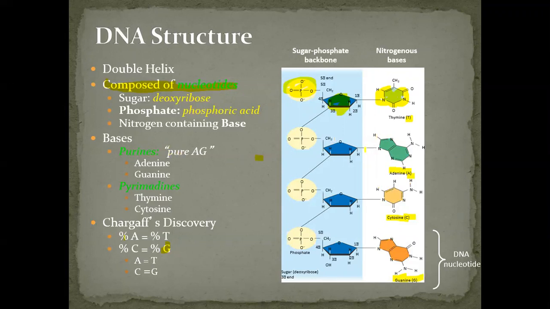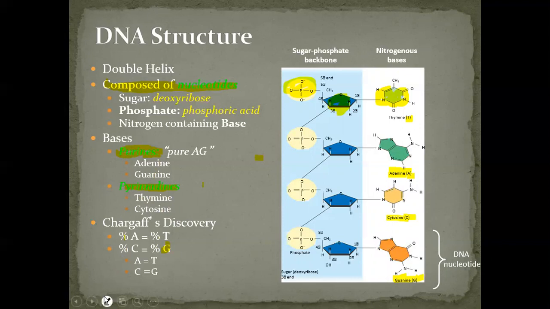Regarding that, if you look here, we have purines versus pyrimidines. What we really have to know: remember purine, I remember pure as gold. Adenine and guanine have two ring structures. You're not going to have to draw them, but just know the difference between purines and pyrimidines. Purines are adenine and guanine. Pyrimidines are your thymine and your cytosine.